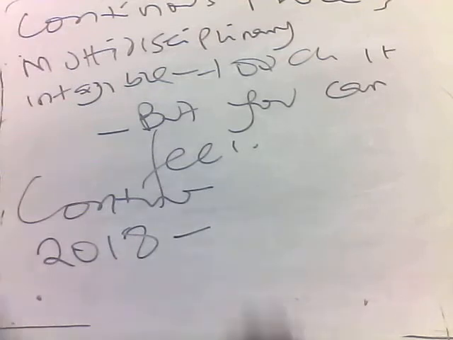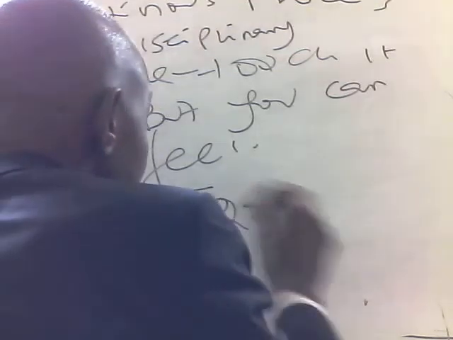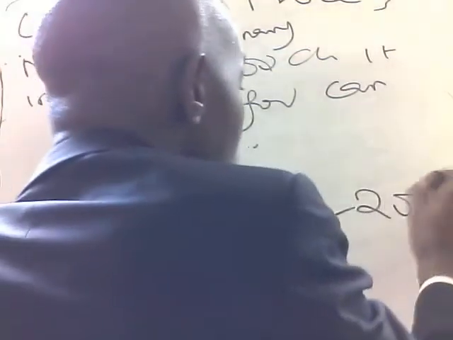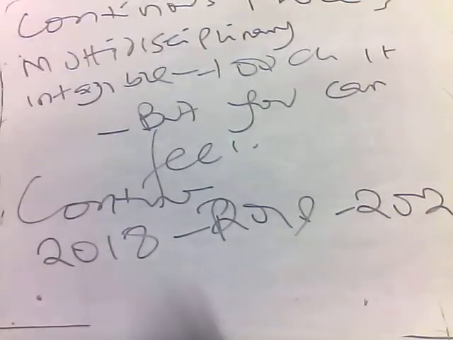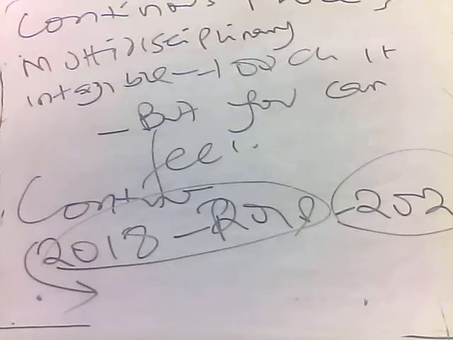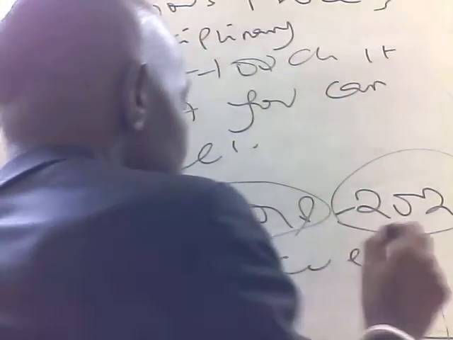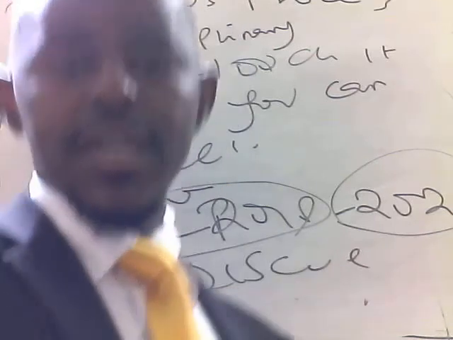Management is a continuous process. Where you left in 2018 is where you picked from in 2019. And it's where you are going to in 2020. And it will go on. If you make mistakes here, there will also be consequences. You will find them. It is a continuous process. It is not discrete.